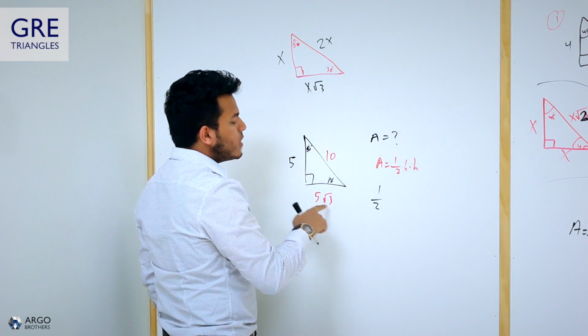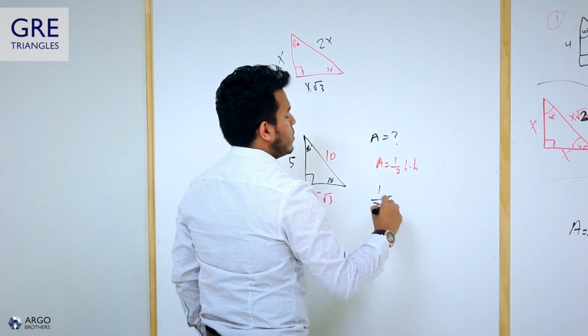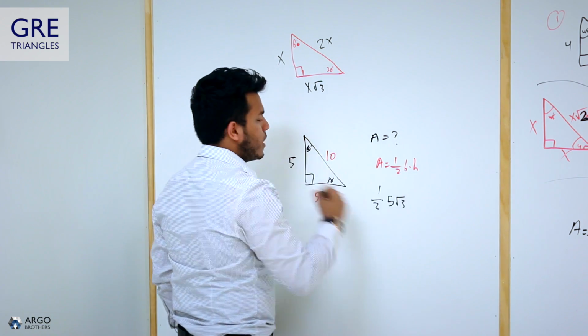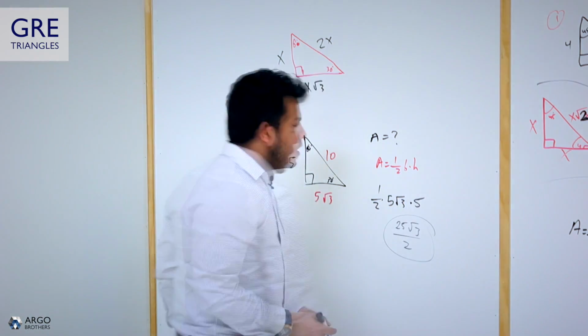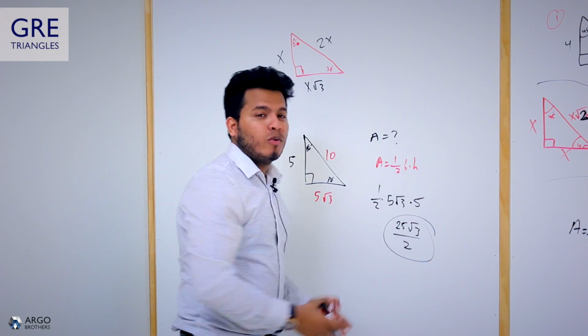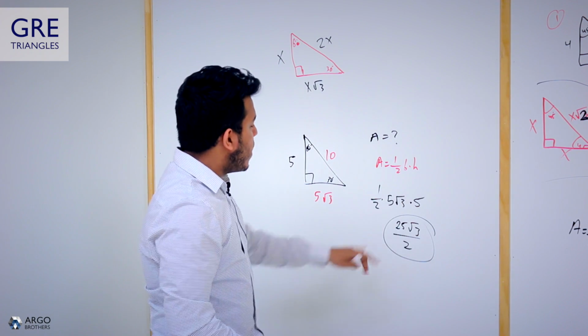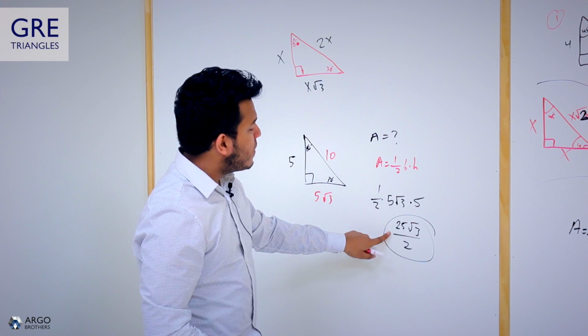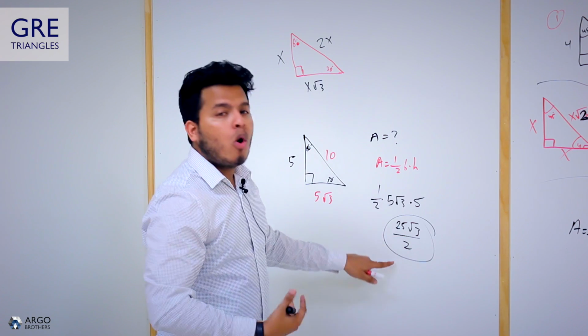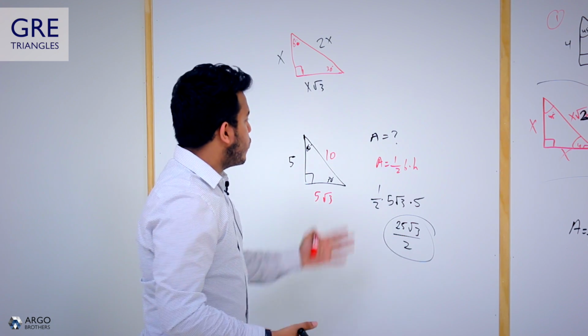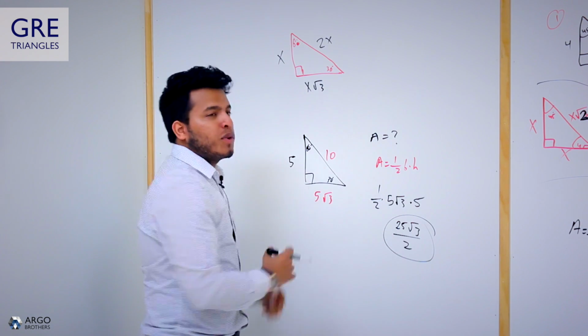1/2 times the base, which is 5 radical 3, times the height, which is 5, okay? So I have 1/2 times 5 radical 3 times 5, and I can go ahead and combine that. 5 times 5 is 25, so 25 radical 3 all over 2. So that is my answer, which is the area of this figure over here, okay?